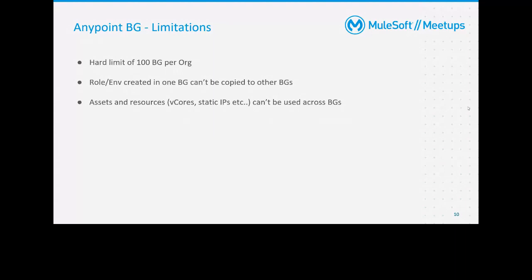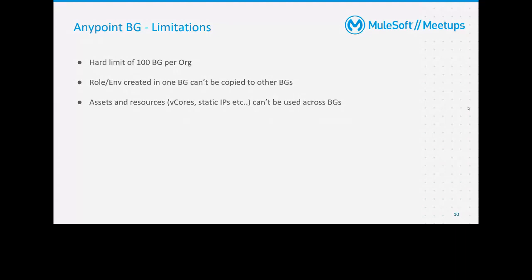And the third one, as I mentioned, is assets and resources. Whatever you allocate to a particular business group can't be shared and used across business groups. Whenever you create an asset, it will be restricted to that one. If you need to use the same asset for another business group, it has to be generic, and that endpoint has to be exposed so that they can consume the services. Okay, so these are the limitations.